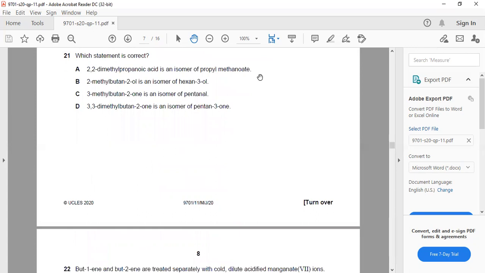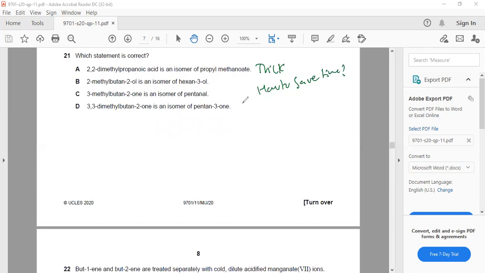Next. Which statement is correct for 2,2-dimethyl isomer? When I give this question, usually students waste time. How not to waste time? I will tell you a trick to save time.